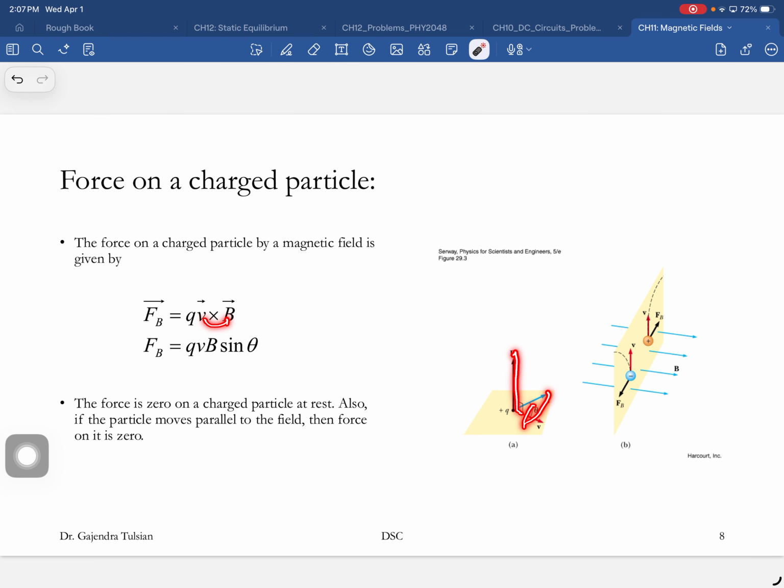All right, we will stop here for today. The unit for a magnetic field is a Tesla, and a smaller unit, 1/10,000th of a Tesla, is a Gauss. Okay, we'll stop here.